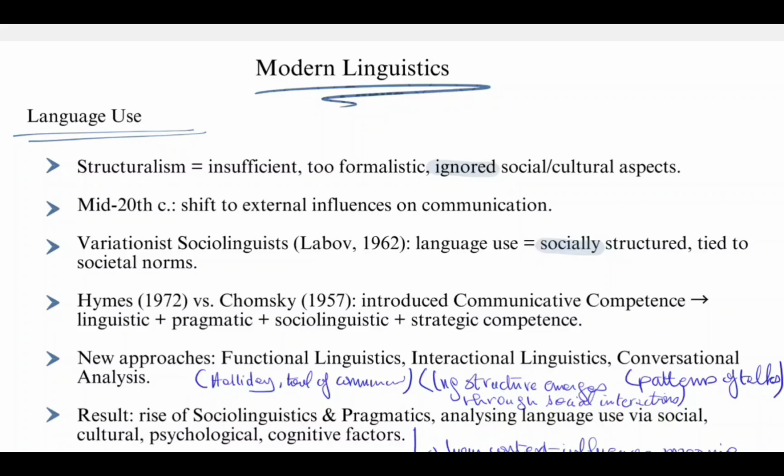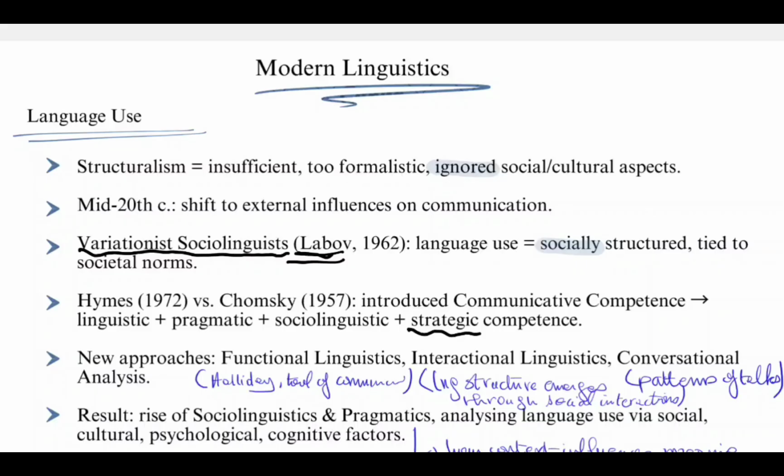That is literally taking us to what is called what? Variationist sociolinguistics, with whom? With William Labov. According to him, language use is socially structured, tied to social norms. Also, not to forget Hymes versus Chomsky and the introduction of communicative competence, which is literally the sum of the linguistic, pragmatic, and sociolinguistic competencies, all reinforced by a strategic competence.